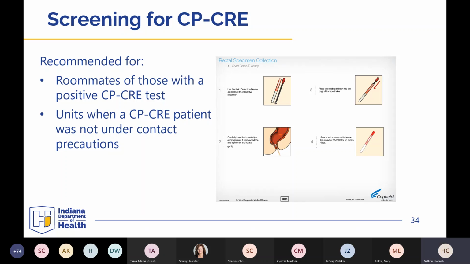CPCRE colonization can be detected through a rectal swab screen. IDOH currently recommends that roommates of patients found to have a CPCRE be screened. Additionally, we may recommend an entire unit be screened if the index patient was not under transmission-based precautions. The graphic on the slide shows the swabs that are used during the screen, as well as how to swab the area and how to place it into the proper container.